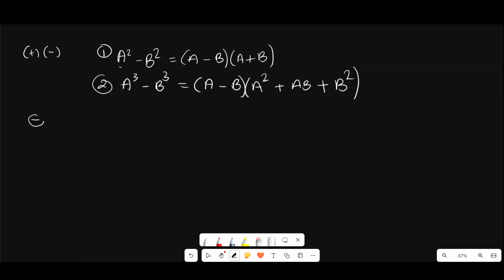Okay, so the first step: you will be given a cubed, let's say minus b cubed. The first thing you need to do, in this bracket here, is cube root these two values. You're going to cube root a cubed, and you also cube root b cubed. When you cube root a cubed, you get a, and when you cube root b cubed, you get b.